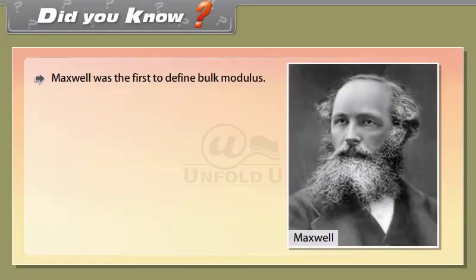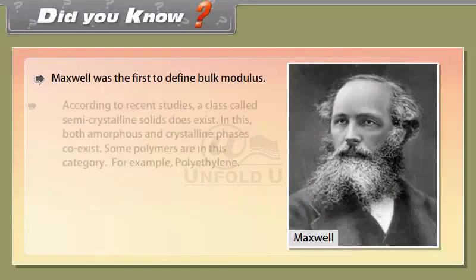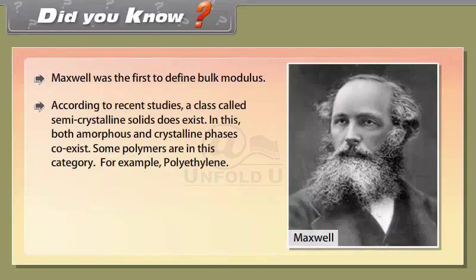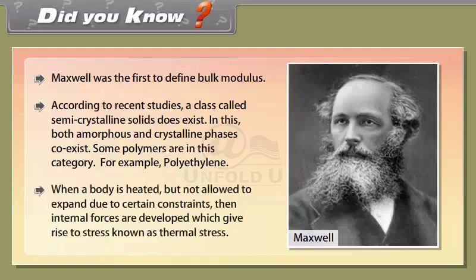Did you know? Maxwell was the first to define bulk modulus. According to recent studies, a class called semi-crystalline solid does exist. In this, both amorphous and crystalline phases coexist. Some polymers are in this category, for example, polyethylene. When a body is heated but not allowed to expand due to certain constraints, then internal forces are developed which give rise to stress known as thermal stress.